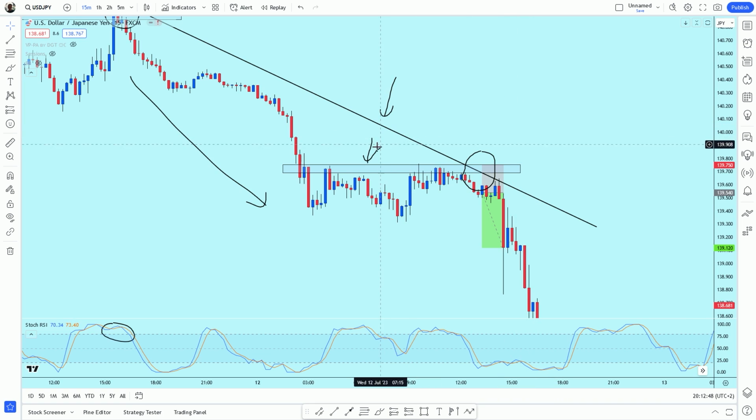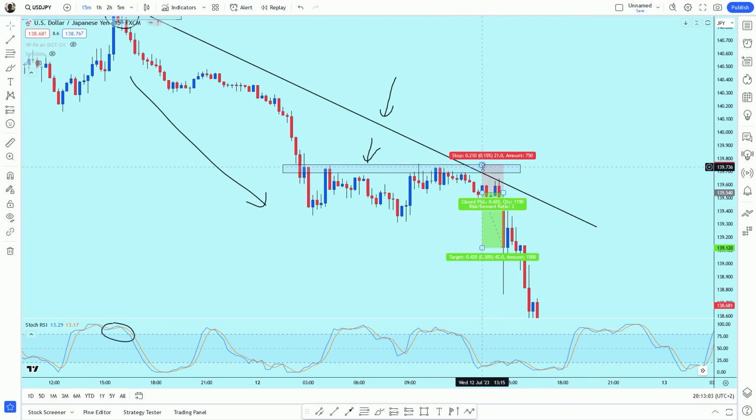But once this same setup occurred here, I decided to sell, and this time I didn't want to miss this opportunity. So after this confluence here, I decided to sell and put my stop loss above this trend line and above this previous resistance zone, and to aim for a risk reward of 1 to 2.